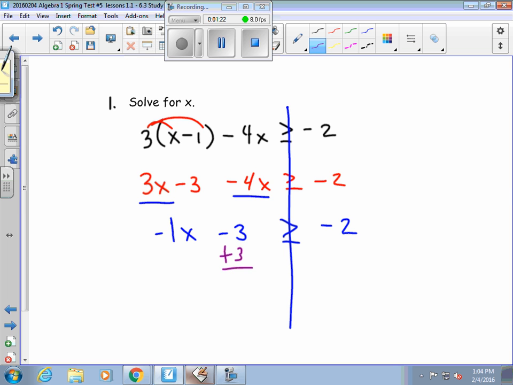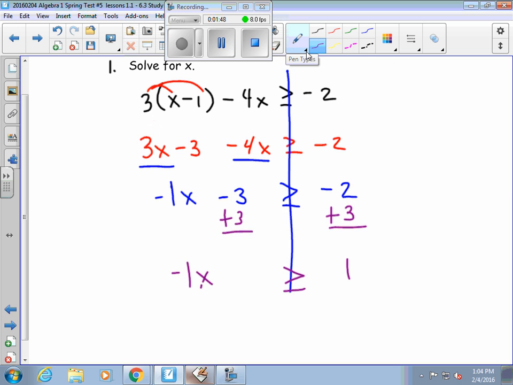Remember what you do to one side of the inequality, you do to the other side. You add 3 here. Negative 2 plus 3 is positive 1. And you still have negative 1x on the left. Every step you undo stuff in an inequality, ask yourself, do I reverse the symbol or do I leave it as it is? Right here, all we did was add 3, so we leave the symbol as it is. So it's still greater than or equal to.